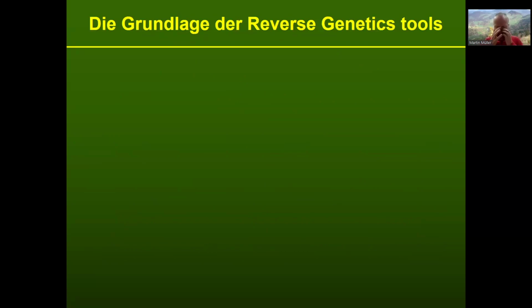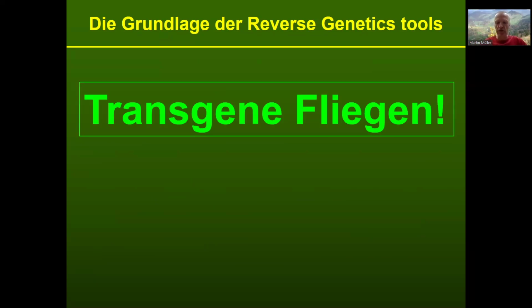Okay, what do we have to learn if we want to use reverse genetic tools? What are these? What is the basis for it? Transgenic flies. You have to be able to make transgenic flies. If you cannot make transgenes for your organism of choice, then this is a major drawback, and you will see that essentially all or almost all of the reverse genetic tools are based on the production of transgenic flies. And of course, we are now in 2020.